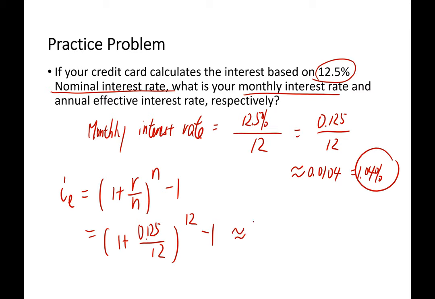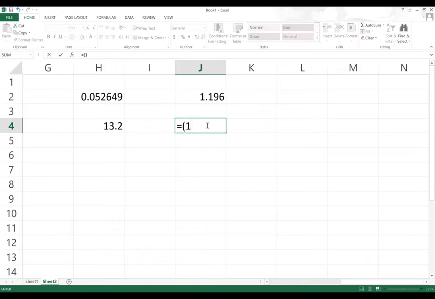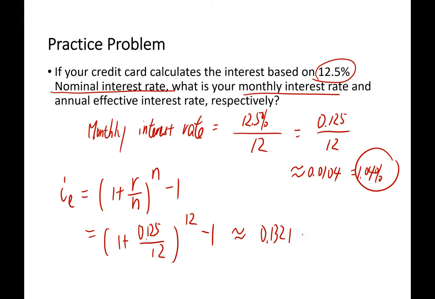And let's see what that is. Again, you just have to plug it into Excel or the formula sheet. So 1 plus 0.125 over 12 raised to the 12th power minus 1. And the result here is 0.1324, if you round to four decimal places. So the actual interest rate is 0.1324, meaning that's going to be 13.24%.